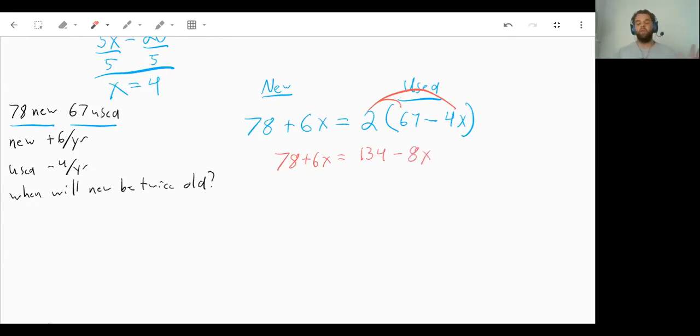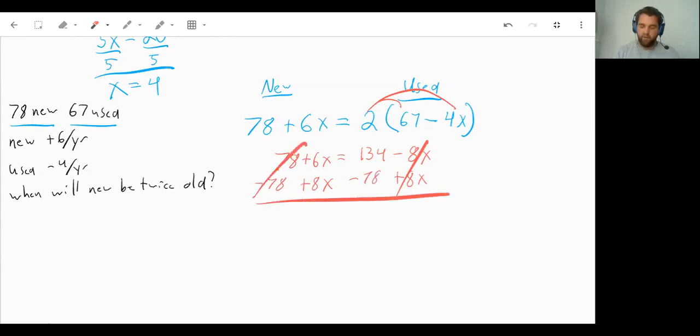Now we can go ahead and rearrange this to get all of our x's on one side and our y's on the other. So I will go and add a positive 8x to each side to cancel that part out. And I will also subtract 78 from both sides to cancel this part out.